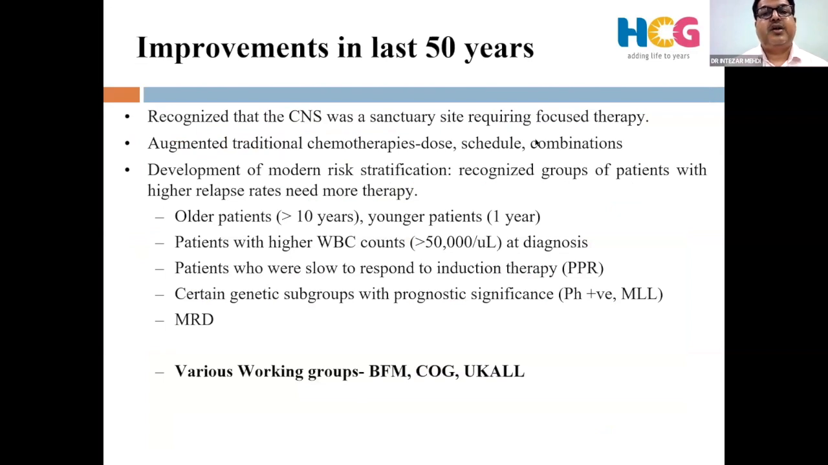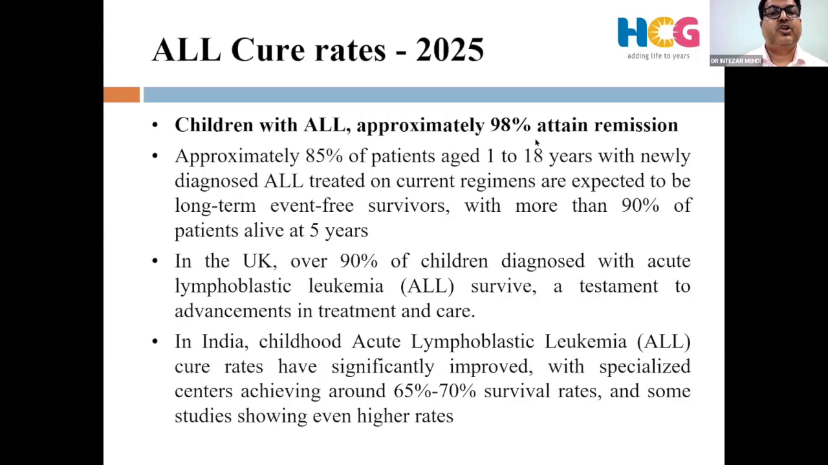And we have been understanding now that earlier CNS was a sanctuary site. Almost all protocols used to incorporate cranial radiotherapy. Now we have moved away from cranial radiotherapy and we intensify the treatment by giving either high dose methotrexate, capizi-based methotrexate, or intrathecal methotrexate, and most of the patients can get away without radiation to avoid the long-term toxicity. Better risk stratification and better management with the collaborative working groups has been instrumental in changing the cure rates.